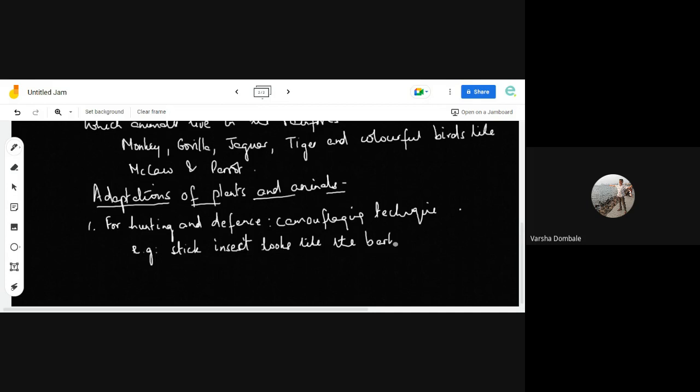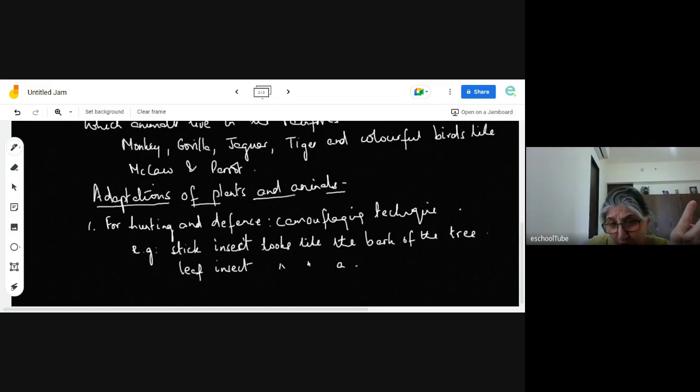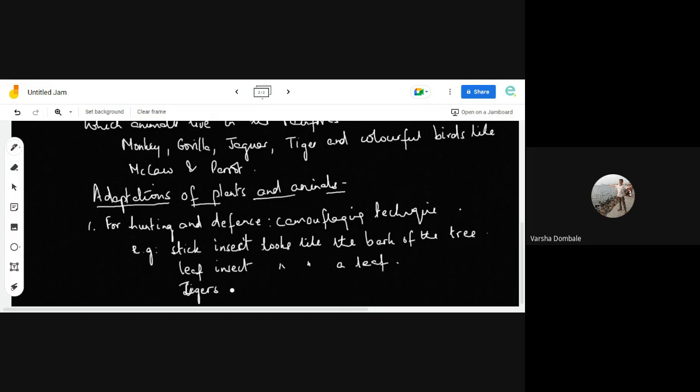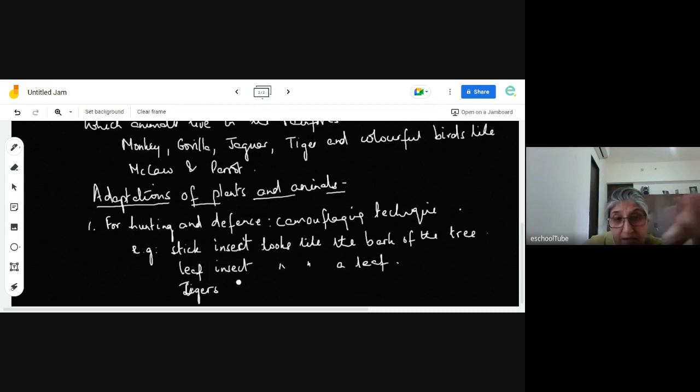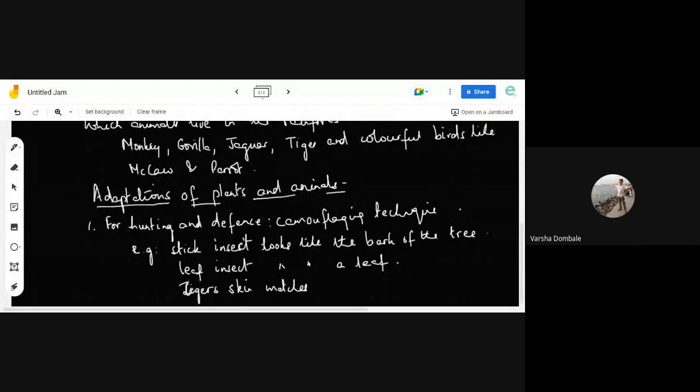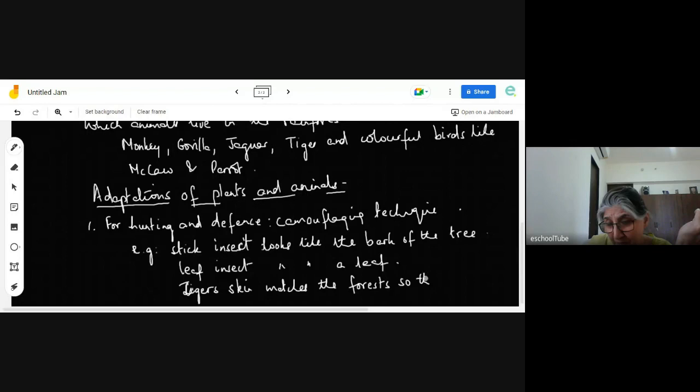And ma'am, leaf insect also. It is like a leaf only. Leaf insect looks like a leaf only, so it cannot be spotted. And lions or tigers, they hide behind the trees. So if you look at their stripes and everything, it matches the surroundings. Yes, ma'am. Tiger's skin matches the surroundings, the forests, you know? So yes, they cannot be spotted.